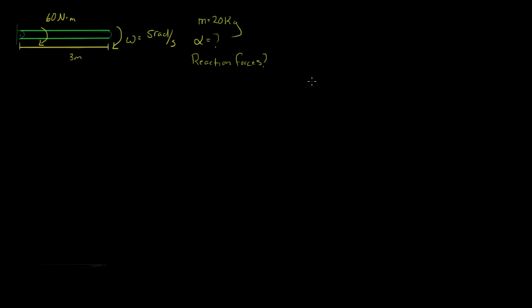Okay, in this problem we have a 20 kilogram slender rod and it is rotating with an angular velocity of 5 radians per second. It also has a moment of 60 Newton meters on it, and we are asked to figure out what its angular acceleration is and what the reaction forces at this pin, at this hinge are. So let's start by drawing a free body diagram.